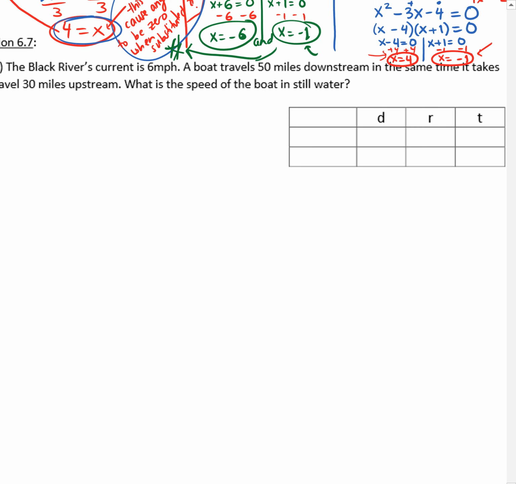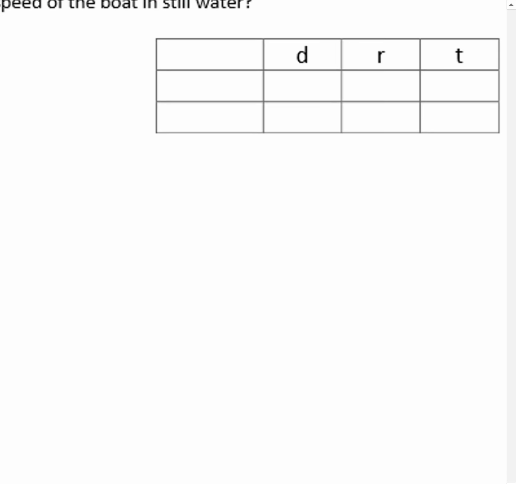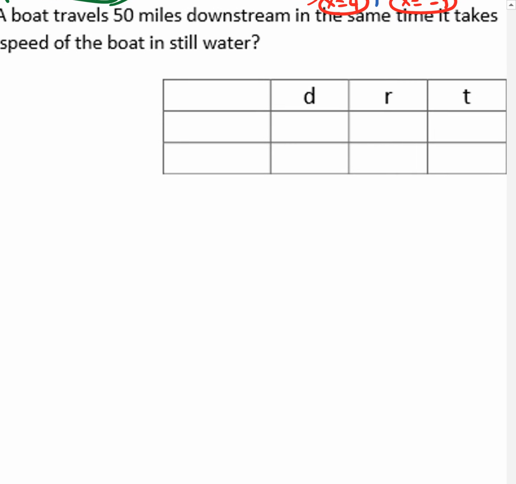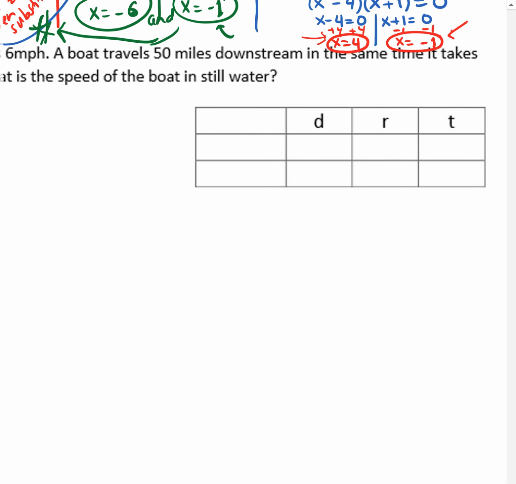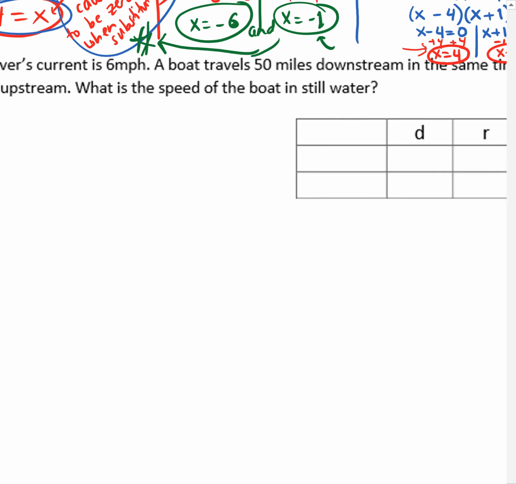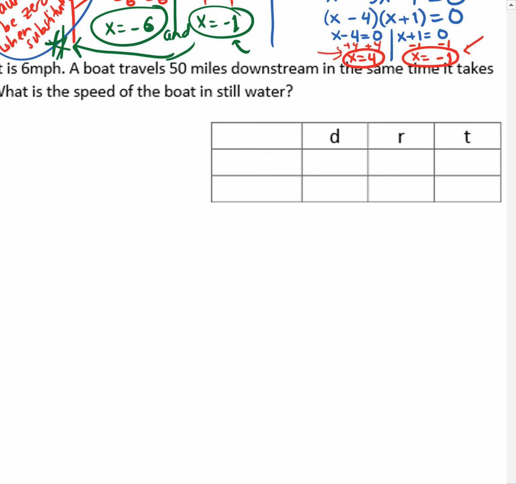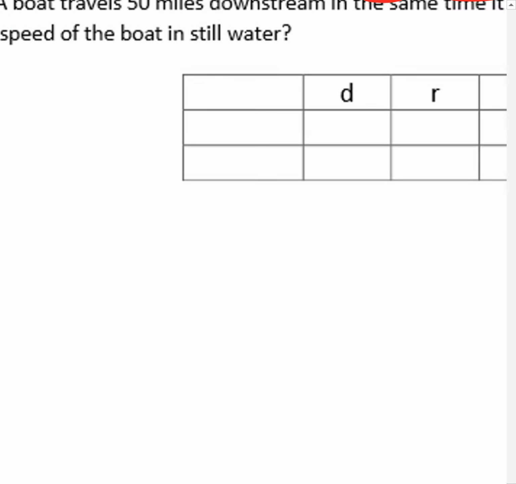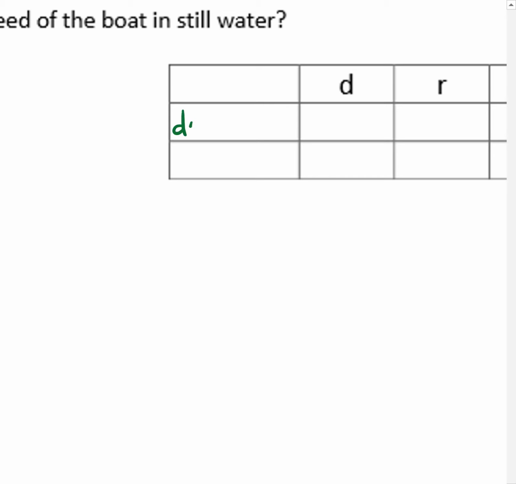Remember how it goes? You're going to have this little table of values. You're going to label the two rows as whatever parts of the trip they're talking about. In this problem, it sounds like they're talking about a boat traveling downstream and a boat traveling upstream. So I think that's how I'll label these. Downstream, upstream, or vice versa. It doesn't matter what order they're in.